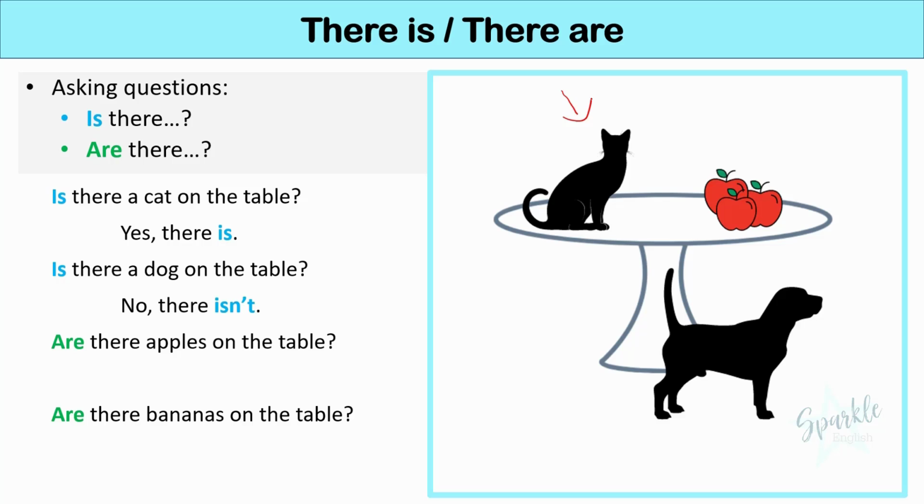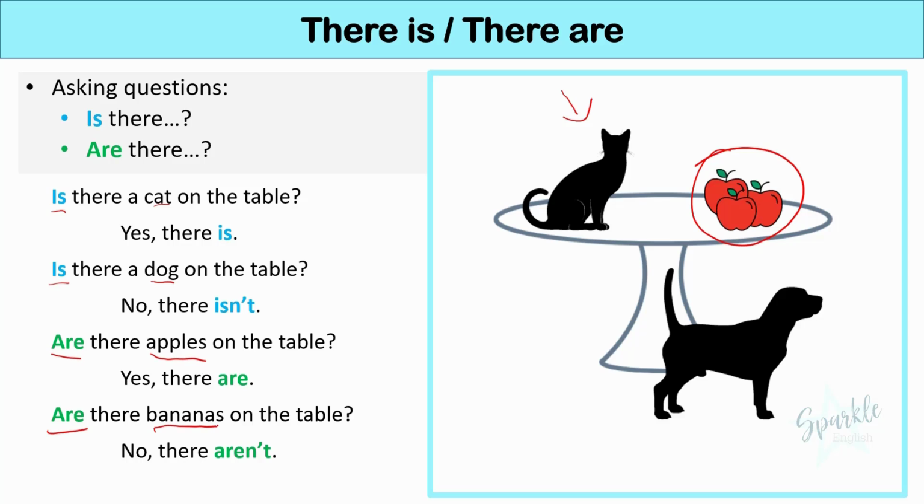For both of these, we use is because we are referring to one cat or one dog. This noun is singular. In the next question, are there apples on the table? Yes, there are. There are 3 apples on the table. Are there bananas on the table? No, there aren't. So when we are asking questions, we use is there if it's followed by a singular noun like cat or dog, and we use are there if it's followed by a plural noun like apples or bananas.